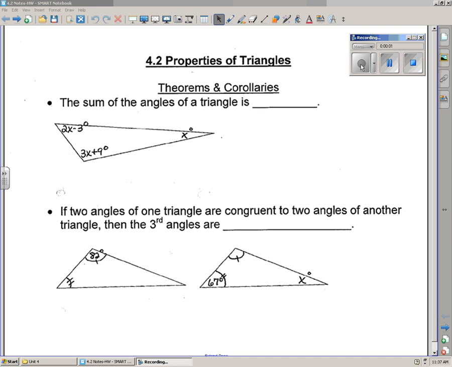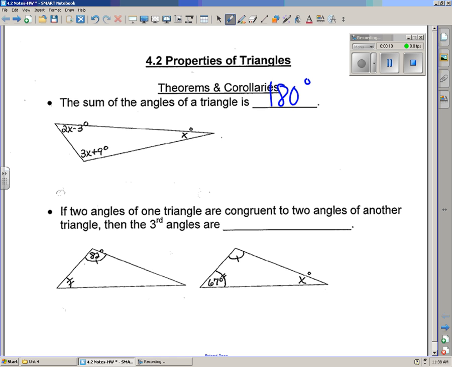Okay, so for this particular lesson on 4.2, we're talking about properties of triangles. Most of these properties you probably are already familiar with, but the sum of the angles of a triangle is always going to be 180 degrees. So how would you solve for the measure of each angle here? Well, you want to add all three of these angles up to be 180.